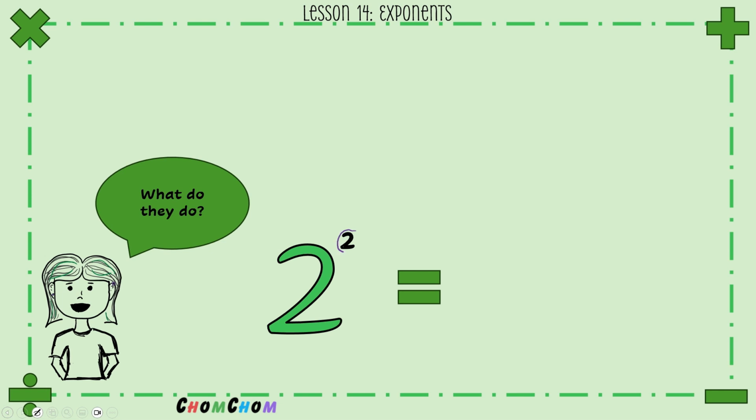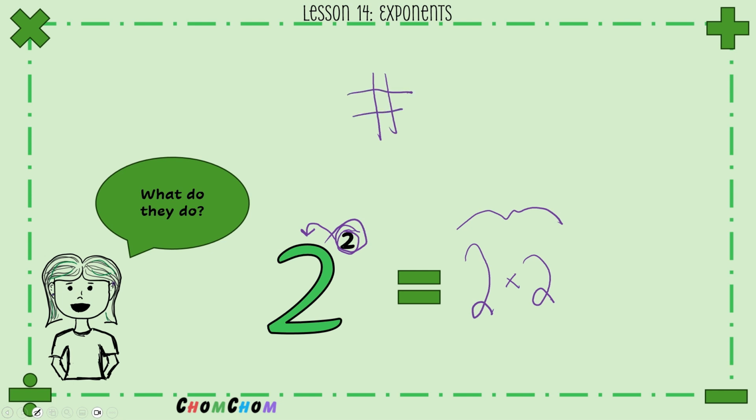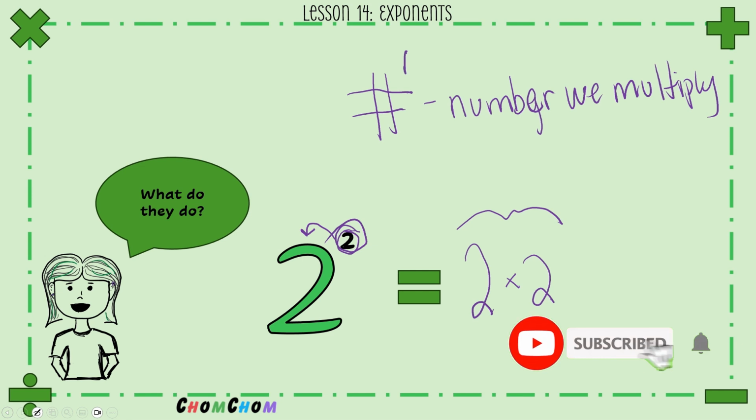So this number just denotes how many times we multiply 2 by itself. So for example, we have 2 times 2. The reason why we have two 2's here is simply because we have 2 times itself 2 times. So basically, the big number, I'm just going to denote that with the number sign, is the number we multiply, and the exponent is some number here, I'm just going to use another number sign, how many times we multiply it.